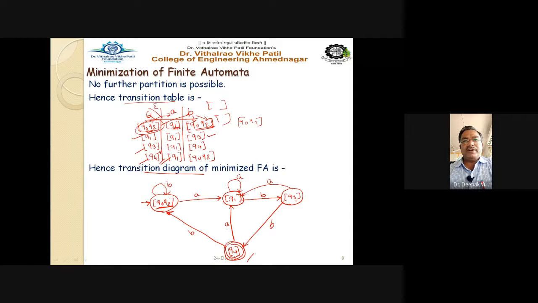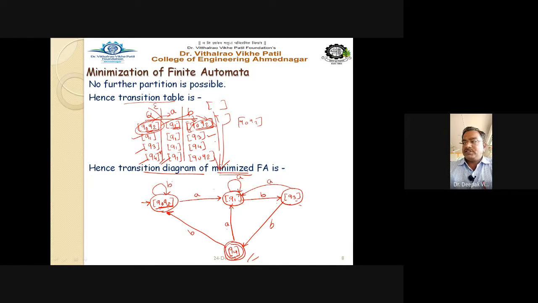It is nothing but your final state, and all the transitions: [Q0, Q2] on A goes to Q1, [Q0, Q2] on B goes to [Q0, Q2] itself, then Q1 on A goes to Q1, and Q1 on B goes to Q3. So all the transitions are represented with the help of this minimized automata. This is the way we are able to minimize or reduce the number of states of the given automata.